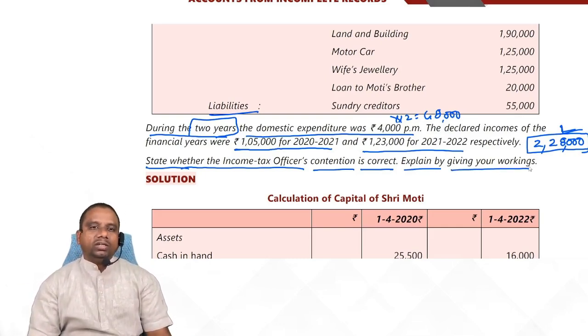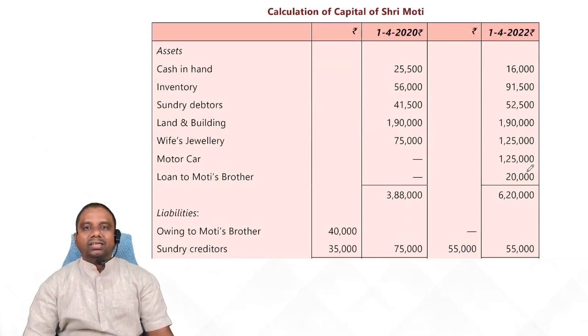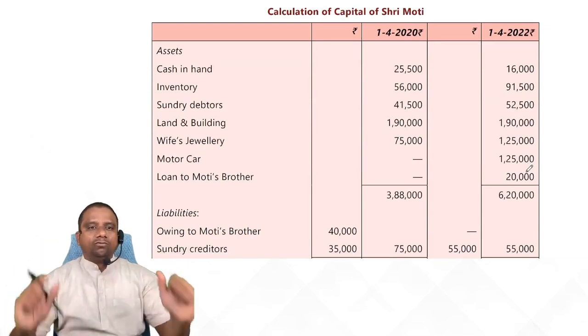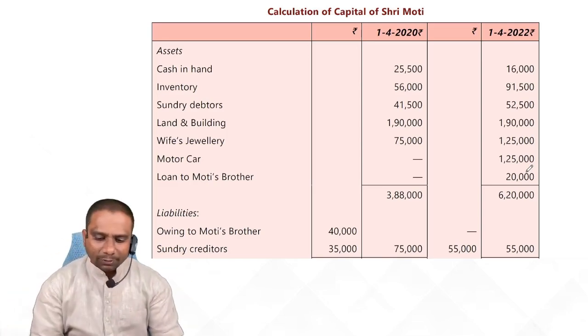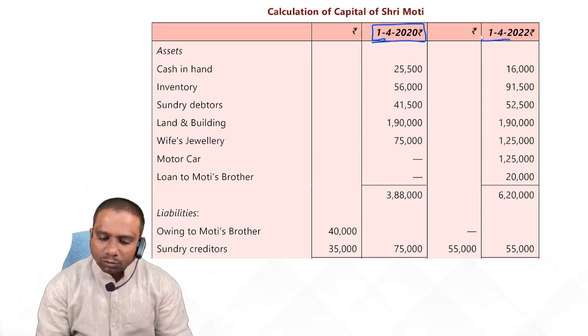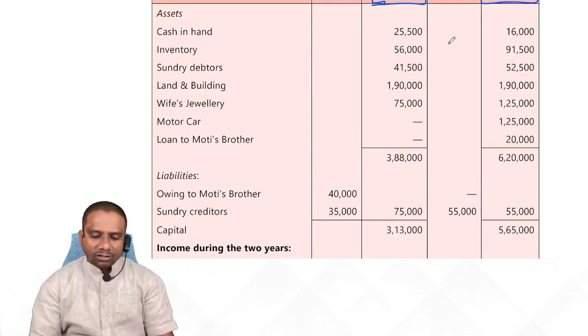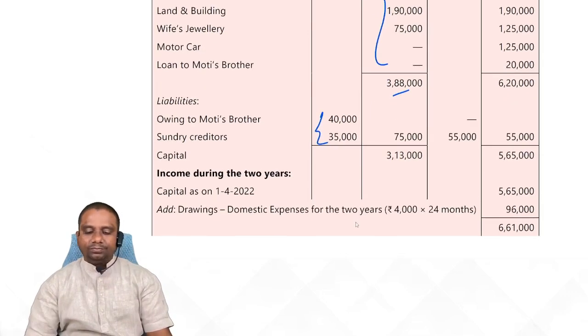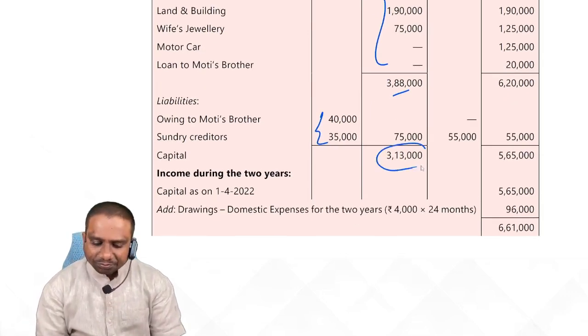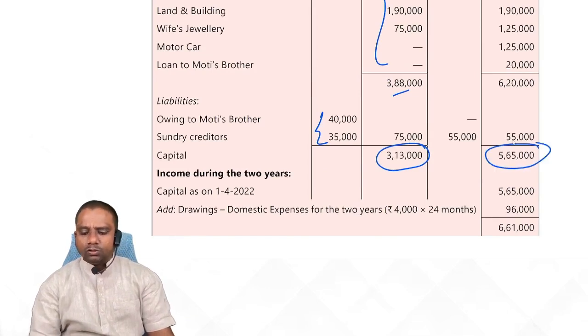First, do calculate the statement of affairs. So here they have calculated like this. Even if you want, you can calculate in a tabular format. This is the vertical format. If you want, you can calculate in tabular format. Look at 2020, 2022. Assets information, just observe the total. Liabilities information. This is opening capital and this is closing capital, students. 3,13,000 opening capital, 5,65,000 closing capital.